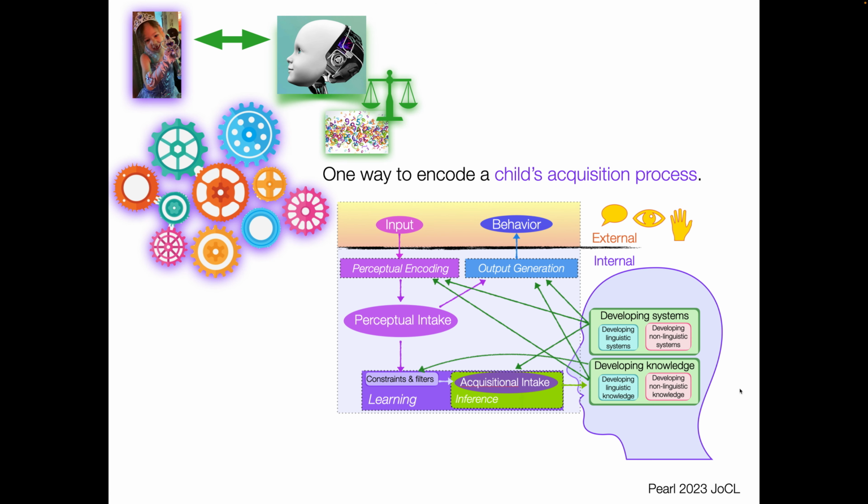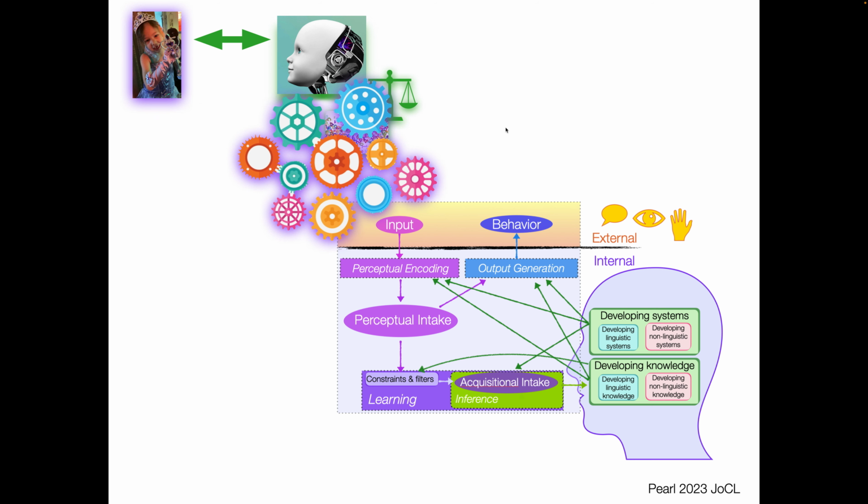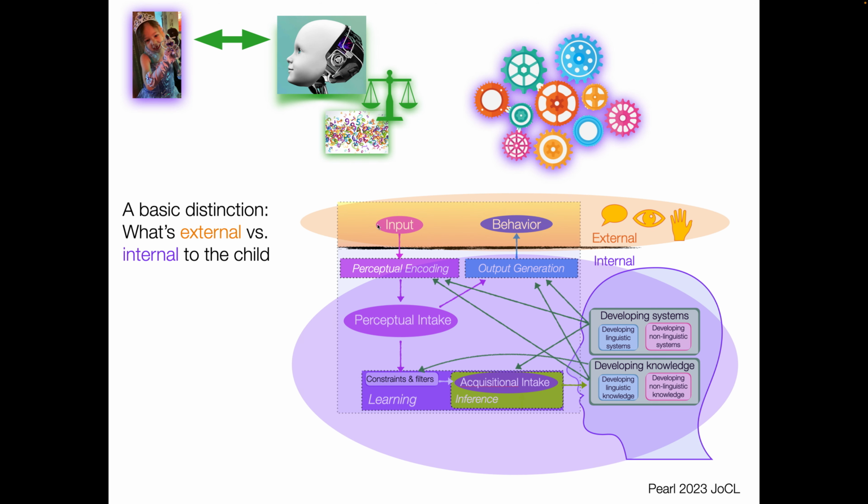And here is just one way to think about encoding a child's acquisition process. This is a way that I recently came up with in 2023. It's got a lot of stuff going on. I'm not going to go through all the details, but just to give you a sense of, there's a lot of stuff involved. One distinction is the difference between what's external versus what's internal to the child.